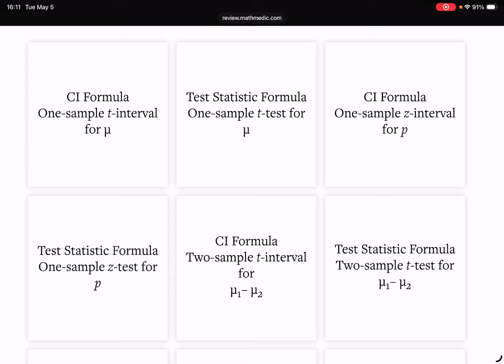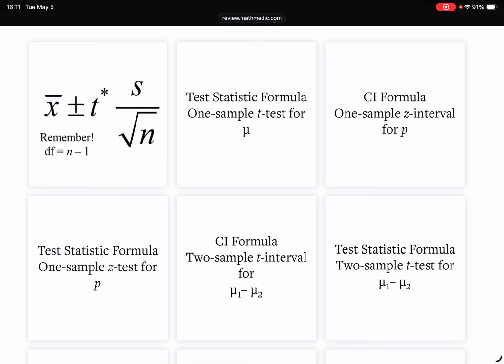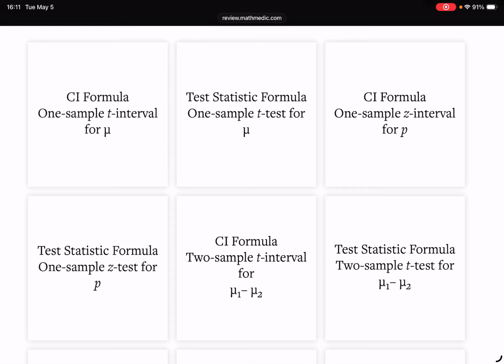So starting off, we have the confidence interval formula for a one sample t interval for mu. Okay. Here's the formula, x bar plus or minus t star times s over the square root of n. Remember, we can go on Desmos, add an inference, and go to t-test and click on one sample for this.